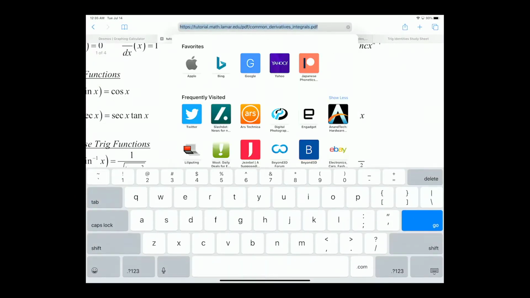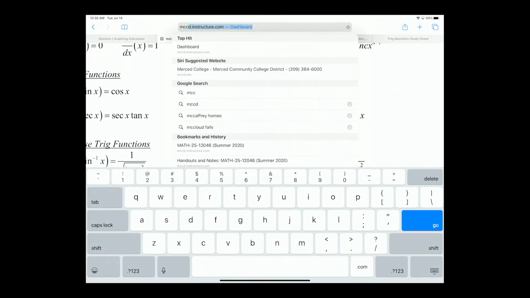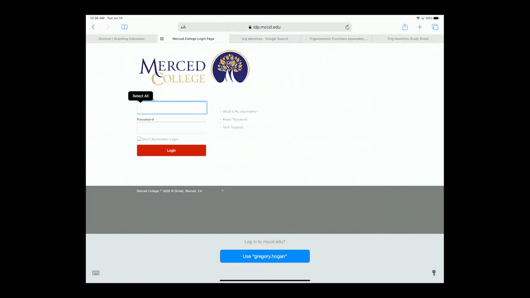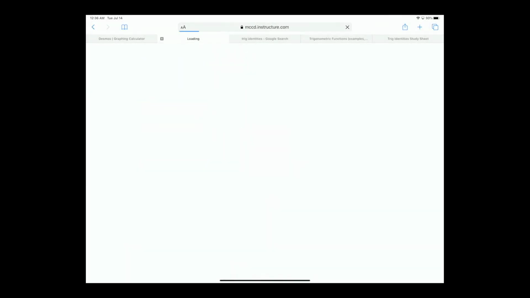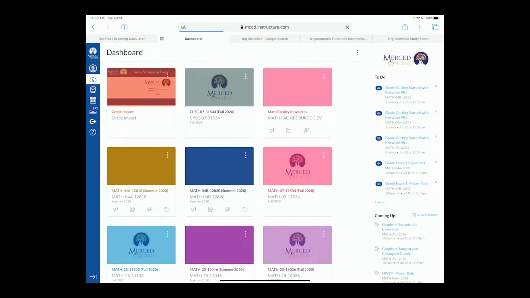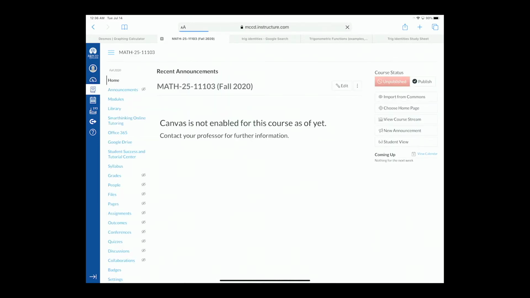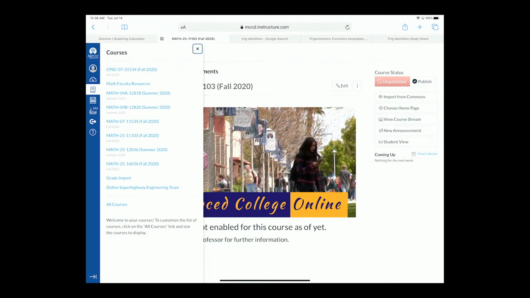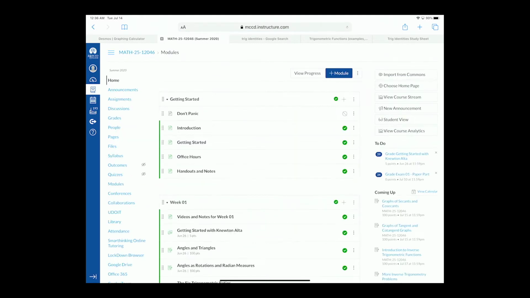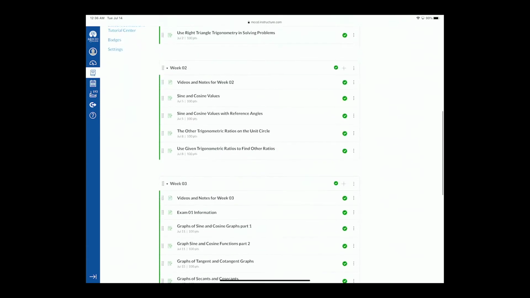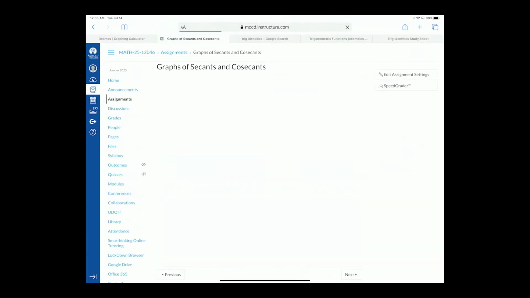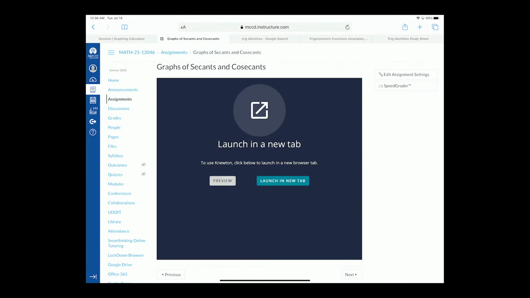So I'm going to try to get to the homework, and I hope this works. If I have to, I will use an actual computer, but I hope this works. I should probably close my homework there. That's not our class. This is our class. Homework. Preview.